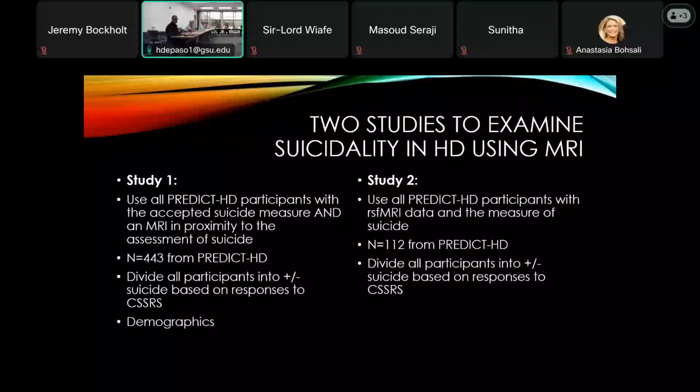The second study that I will discuss, that we did later on, was more of the imaging paper in machine learning. We used all PREDICT-HD participants with assumed fMRI data and the measure of suicide. We found 100, and of that there was 112. We again used the different categorization for each group, and I will describe what I did for that one specifically when we get to that slide.